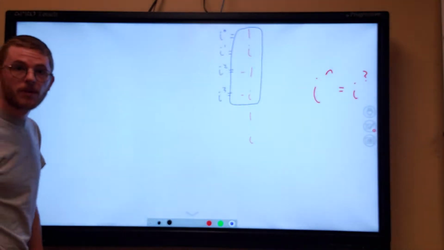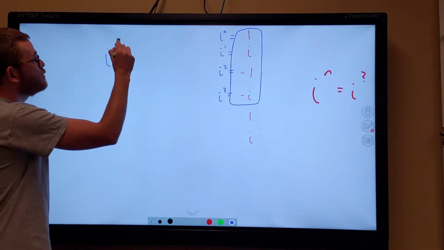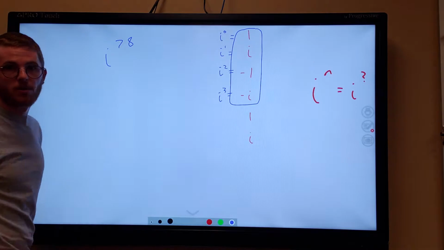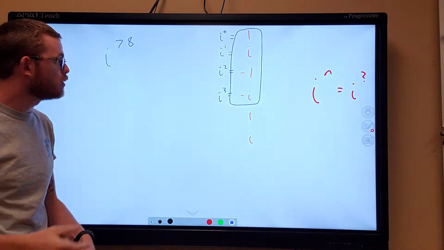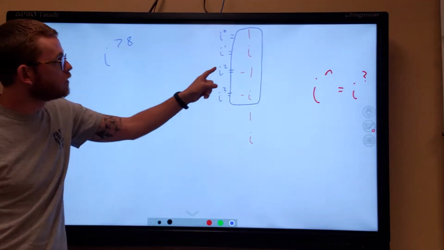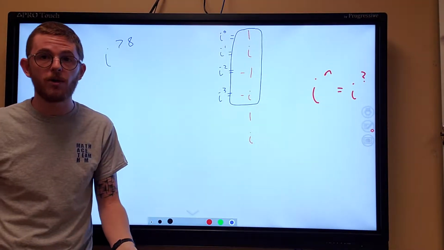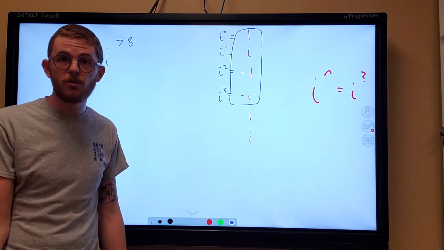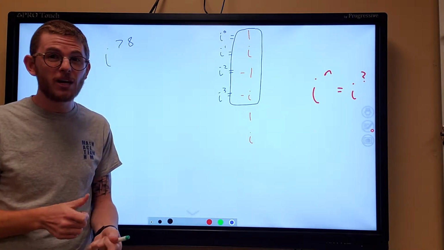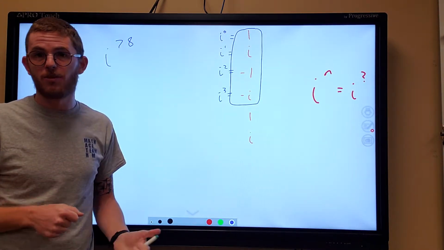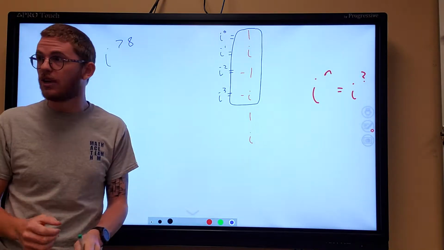For example, let's look at I to the 78th power. I mean, this is just crazy. We could keep counting up: 1, 2, 3, 4, 5, 6, 7, 8. We can count all the way up to 78, and you can spend the next 30 minutes doing that, and then you still might feel like you did something wrong. Still seems a little sketchy.